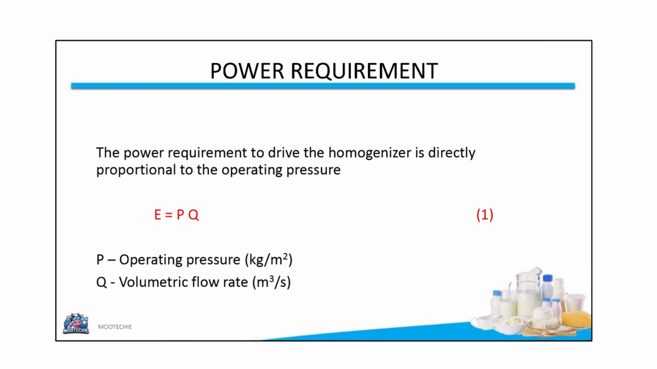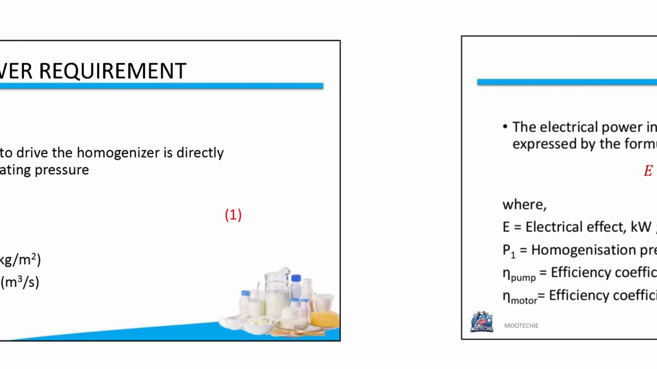The power needed to drive the homogenizer is directly proportional to the operating pressure. The basic formula is E equals P times Q, where E is power, P is operating pressure in kilogram per square meter, and Q is the volumetric flow rate in cubic meter per second.